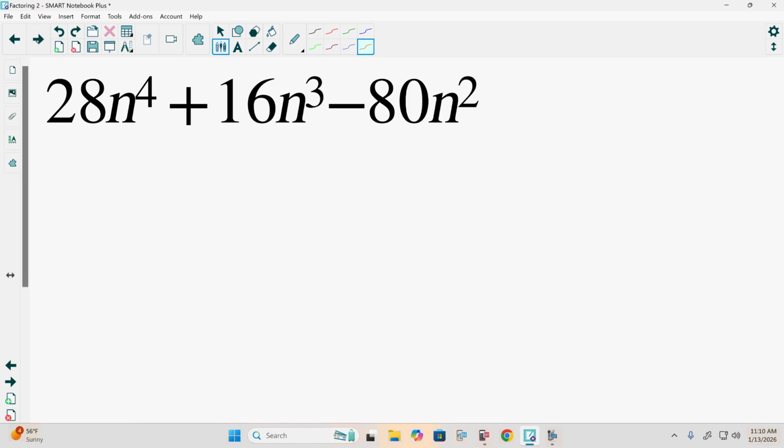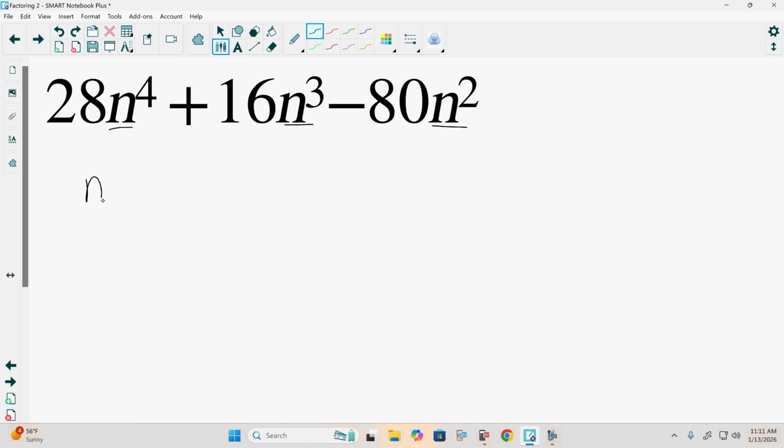28 n to the fourth plus 16 n to the third minus 80 n squared. Now the first thing we want to do with this here is see if there is a greatest common factor across these three terms. Now one of the things that we do have is we have a variable for the first time in all three spots. So what that is telling me is that n is a greatest common factor.